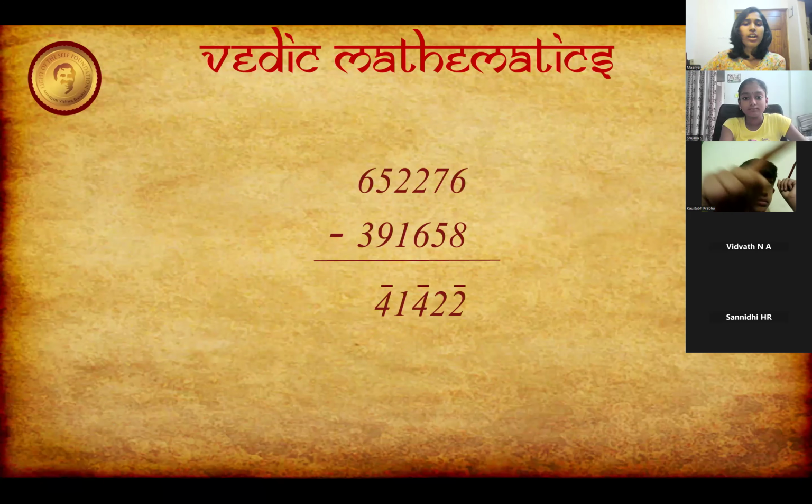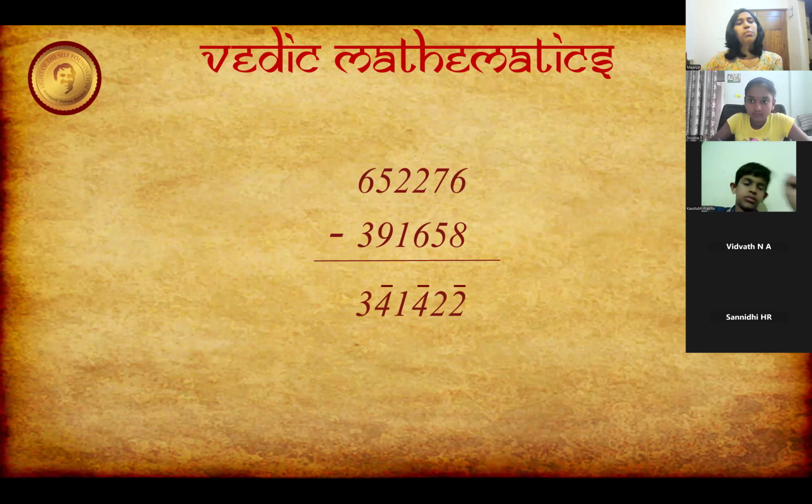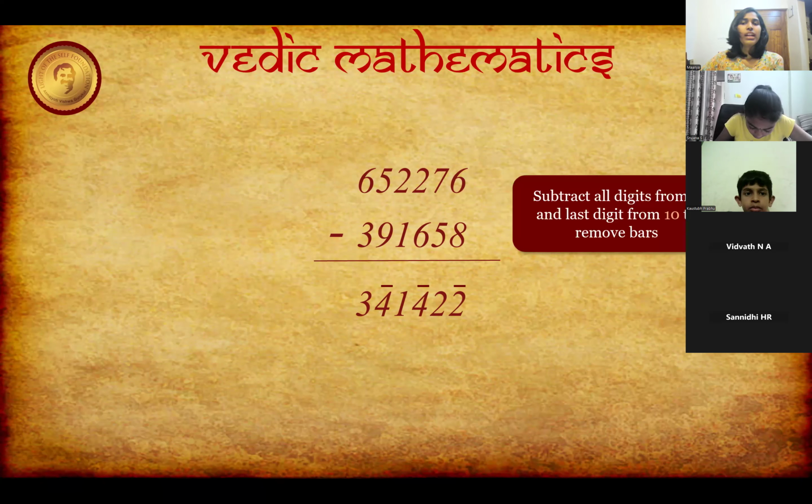I hope you solved this part. Now let's look at it. Yes, Vidwat, do you want to try explaining it? And the answer is, from the right, 7 2 5 1 6 3. Very nice. Let's check if it's correct. We can do this together. So see, it's subtract all digits from 9 and the last digit from 10. Here the last digit is, from the right, the first digit. We start from 2.